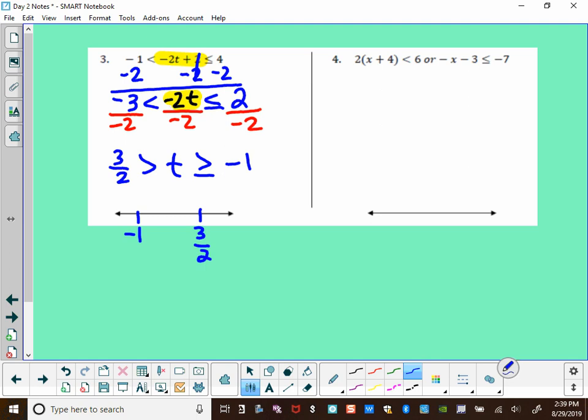Does negative 1 have an open or a closed circle? What about 3 over 2? Open. I know it's an and graph, so I'm going to make it a sandwich. I'm going to connect those two. All right, my interval notation would be negative 1 to positive 3 over 2 with the parentheses.